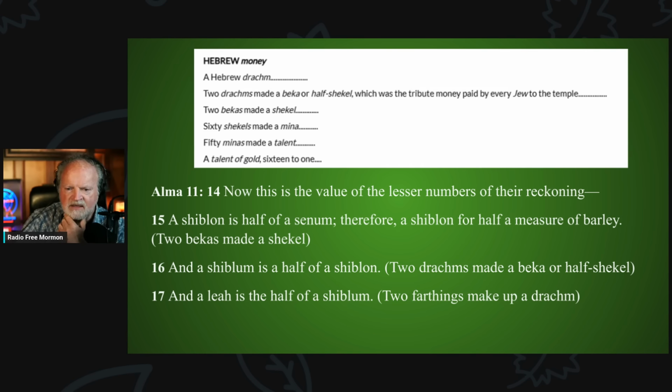So this is what the Hebrew money says, okay? The Hebrew money, and this is the lesser values, you have a shekel in Hebrew money.